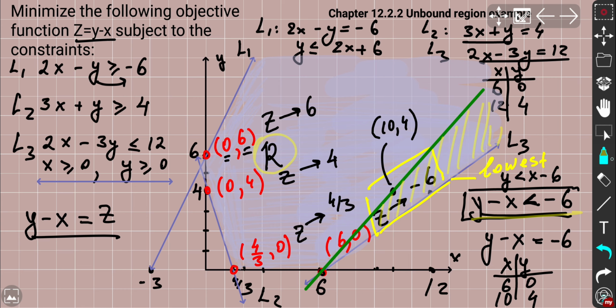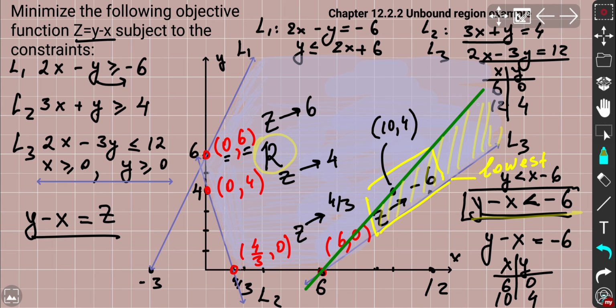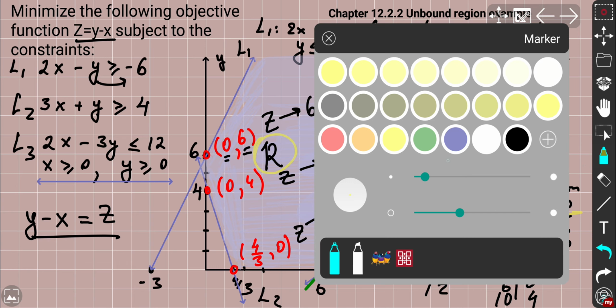So what the theorem tells us, and what the rule tells us: if we don't have any common point with the feasible region, the minimum value becomes the actual minimum value for z. So if the open half plane determined by that inequality has no points in common. But in our case, we have the otherwise case. So z has no minimum value in our case, because we've got common points with our region. So that's the idea, okay?